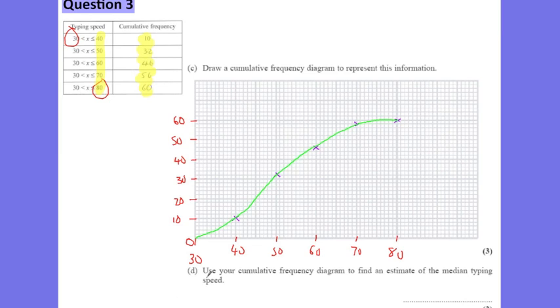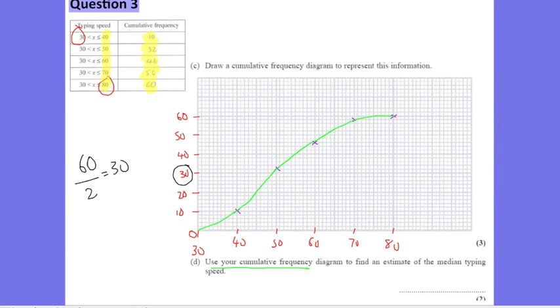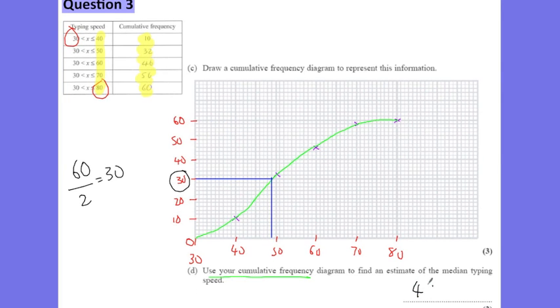We're then asked to use the cumulative frequency diagram to estimate the median. Okay, so we have 60 typists. We're going to divide by 2 to find the middle one. It's 30. So take our rulers out. From 30, going across to the line, and then down here to the x-axis. And we have a value of 49 in this case. Again, the mark scheme in the exam allows an answer from 49 to 50.